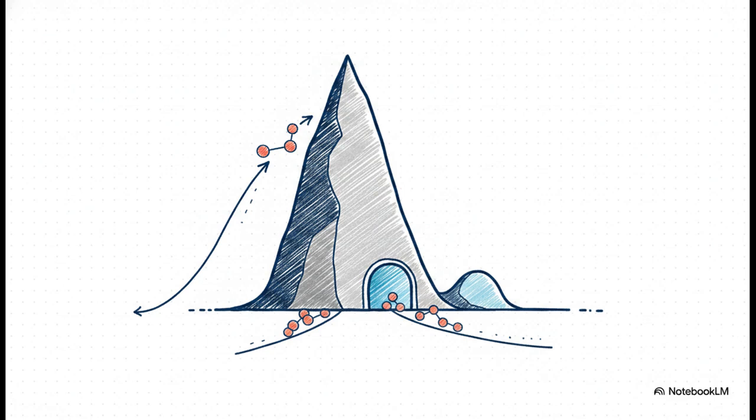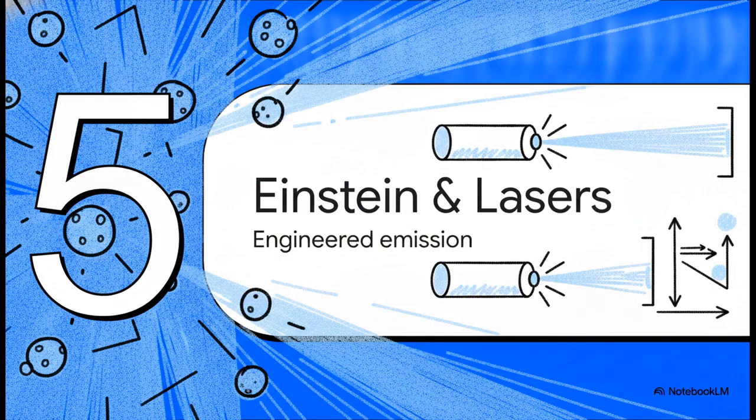It physically provides a different path, maybe offering a lower hill to climb, or even creating a sort of tunnel street through it. By slightly lowering that activation energy, the exponential math swings wildly in our favor. So a reaction that might naturally take years can suddenly happen in seconds. Pretty wild, right? And that brings us to our final section, number 5, Einstein, Lights and Lasers.